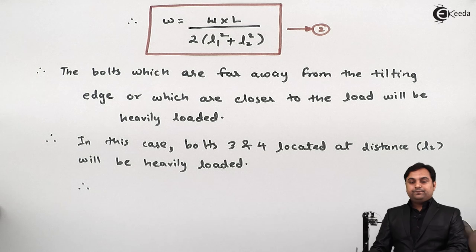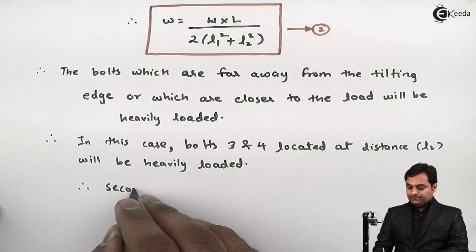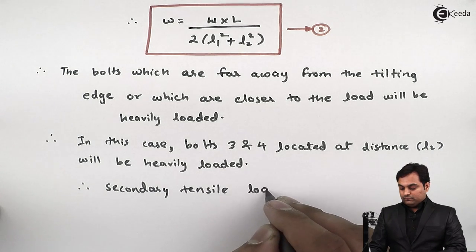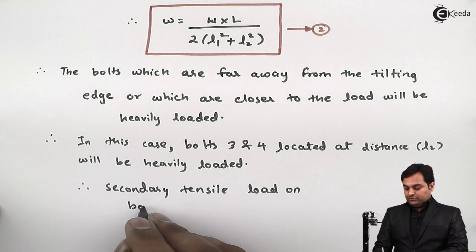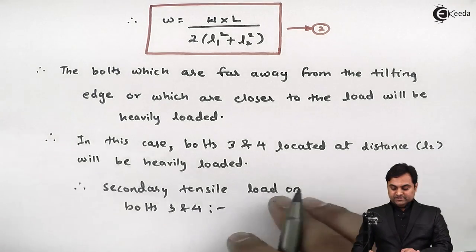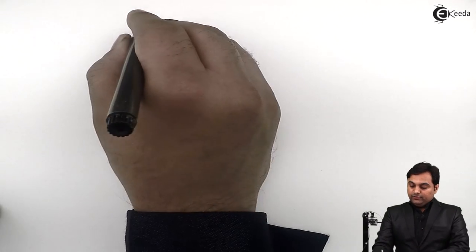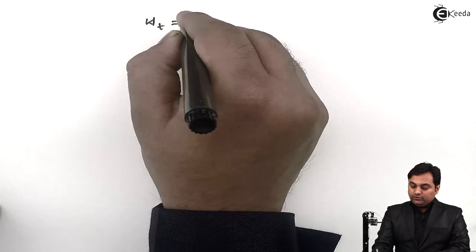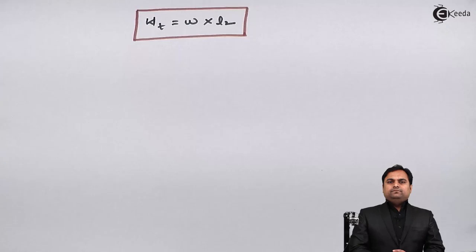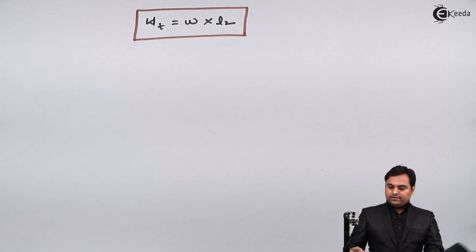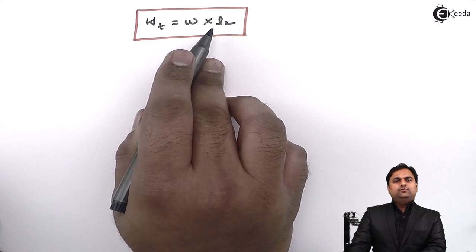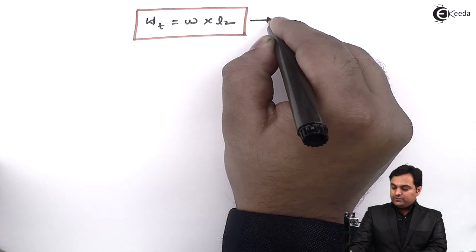So therefore the secondary tensile load on bolts 3 and 4, that I'll write onto the next page, will be W suffix T, and it will be equal to small w multiplied by L2. Here we are getting the secondary tensile load as w into L2, because at L2 distance the bolts are heavily loaded, and I'll keep this as equation number 3.